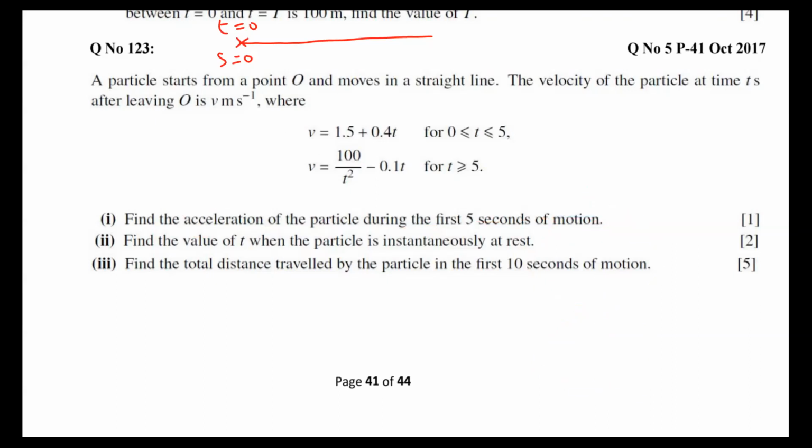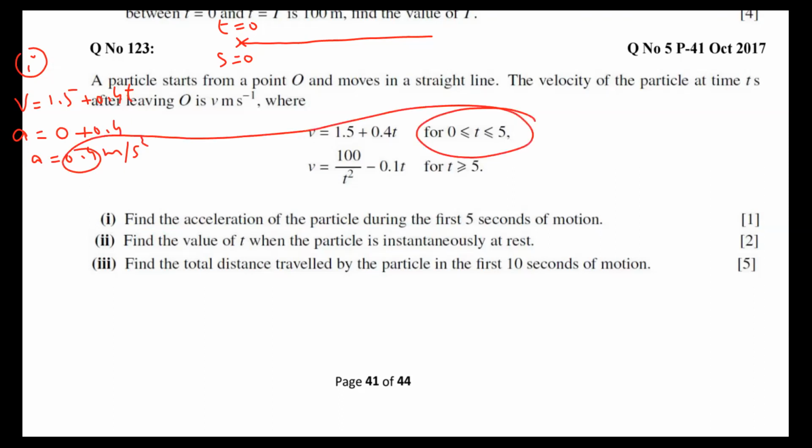So let's start. Part I. I'm going to differentiate 1.5 plus 0.4t. When you differentiate, you get acceleration. The 1.5 becomes 0 and here I get 0.4, because the derivative of t is 1. So with respect to time, a becomes 0.4 meters per second squared. We need it for the first 5 seconds, the same criterion, so the acceleration remains 0.4 throughout. So that's the 1 mark part done.